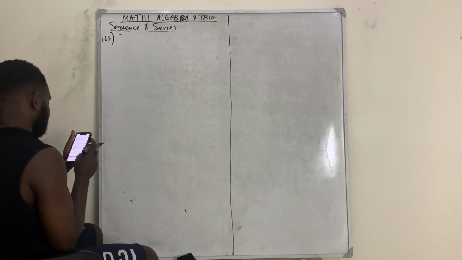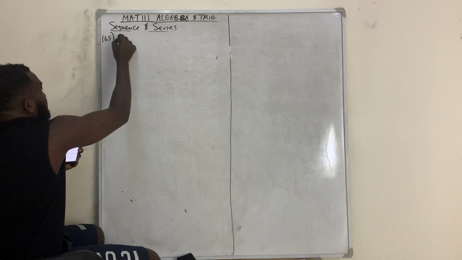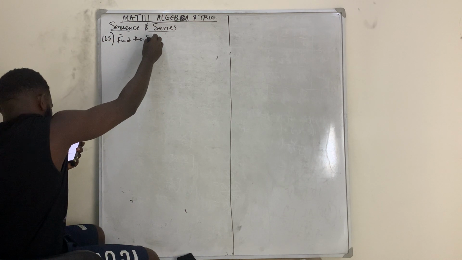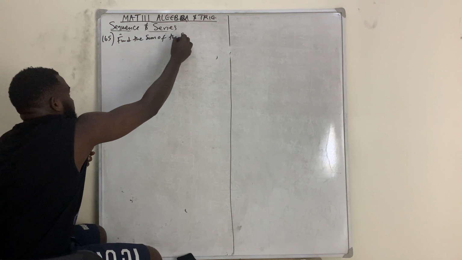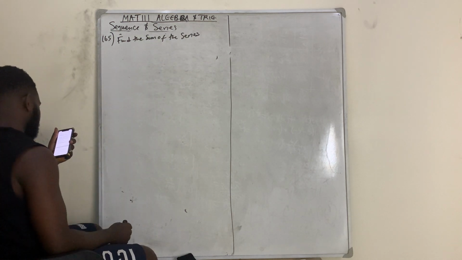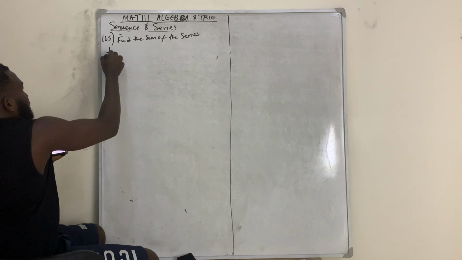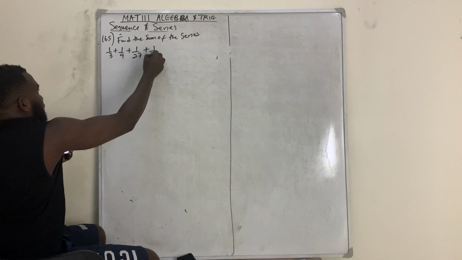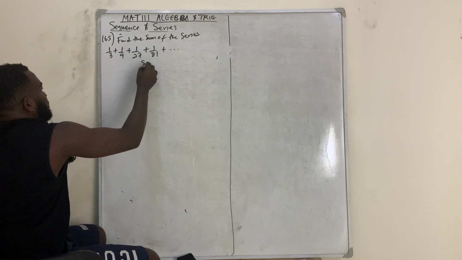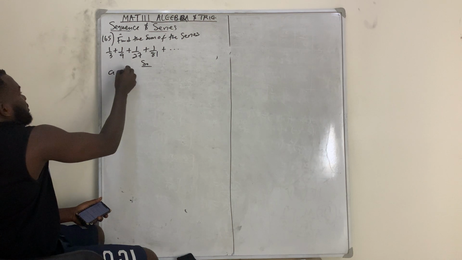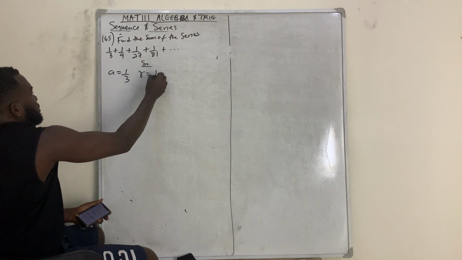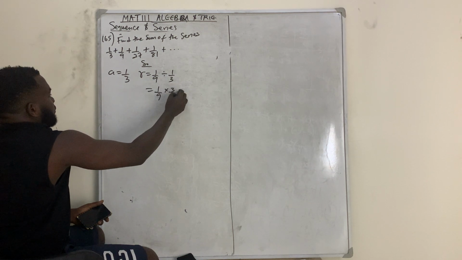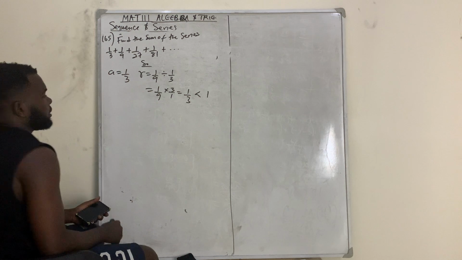Question number 165 said, find the sum of the series 1 over 3 plus 1 over 9 plus 1 over 27 plus 1 over 81 plus dot dot dot. Solution. The same thing again. My first term here is 1 over 3. My common ratio is the second term divided by the first term, which is 1 over 9 times 3 over 1, which is 1 over 3.